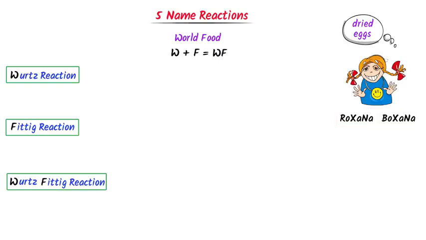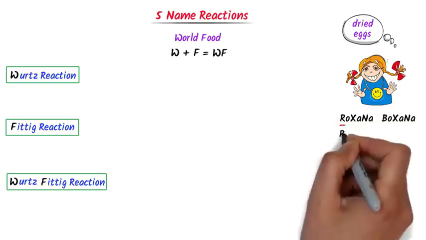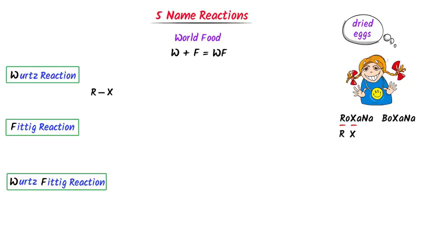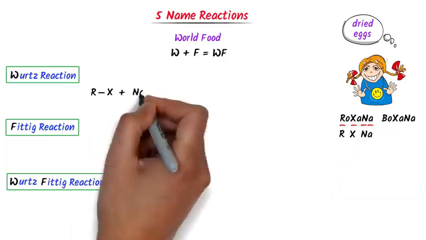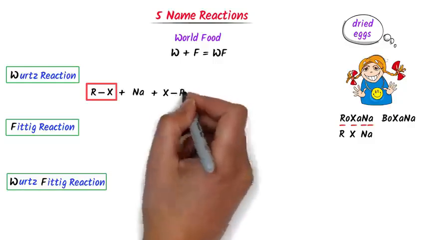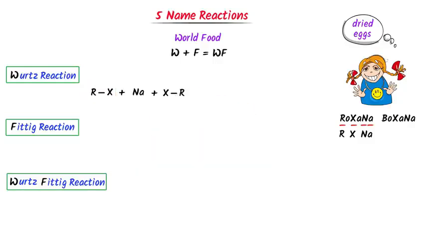Now in case of the Wurtz reaction, I take R and X. It is an alkyl halide. Note it down that here X is a halogen like chlorine, bromine, etc. Secondly, I take Na, which is sodium. Thirdly, I take this RX and I write it again after sodium. Note it down that if we know the reactants, we can easily guess the products.